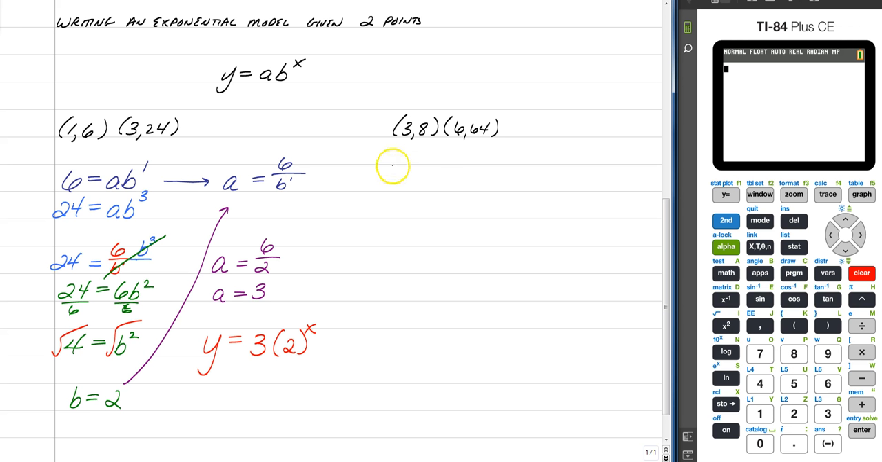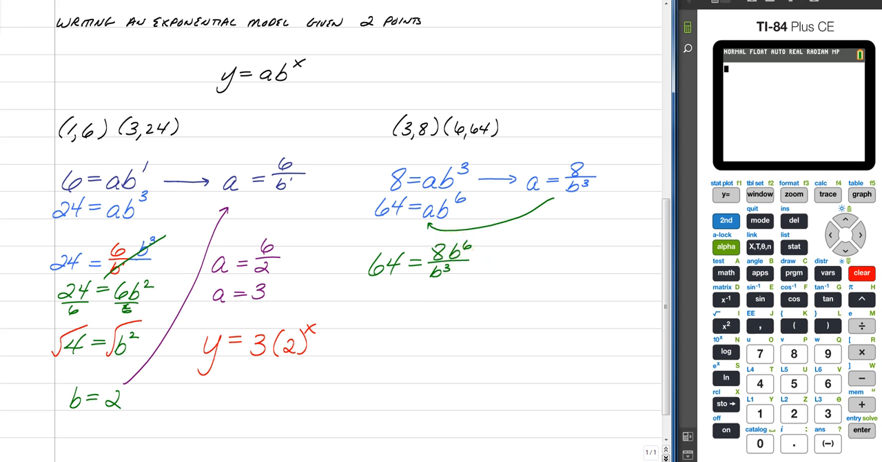So the first thing you have to do is write your equation. So you should have 8 is equal to ab to the third power, and you should have 64 is equal to ab to the 6th power. And then you should get a by itself. So a is equal to 8 over b cubed. So from there, we're going to substitute a into that guy right there. So we have 64 is equal to 8 over b cubed times b to the 6th power.